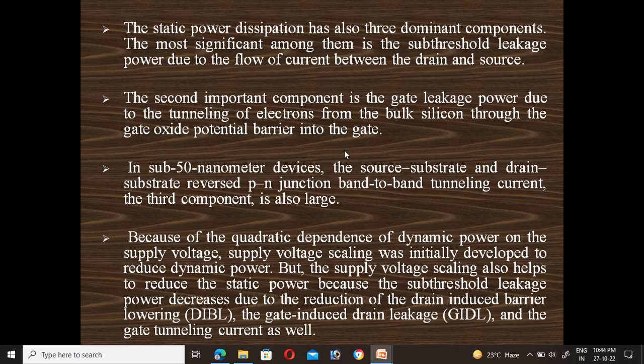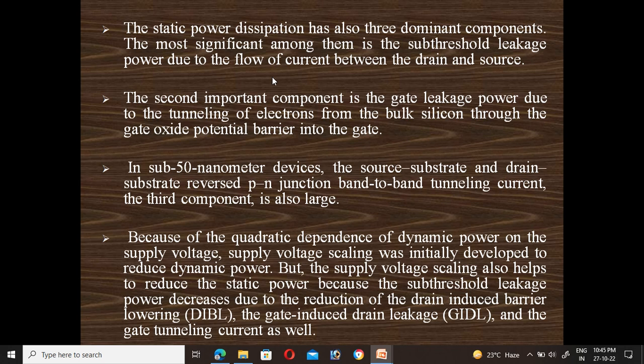That threshold voltage also leads to some adverse effects on the corresponding power circuit. So let us see them one by one. The second one, the sub-threshold leakage current, is due to the flow of current between the drain and source.